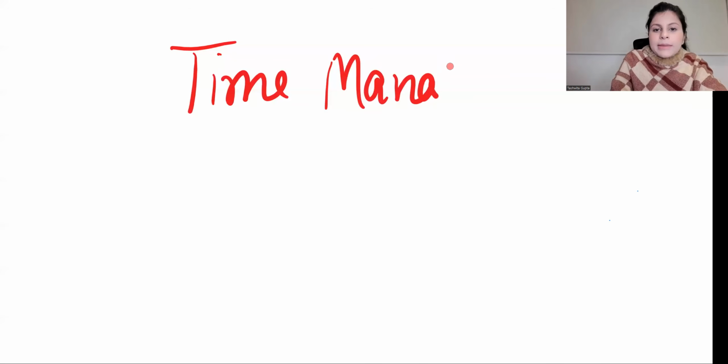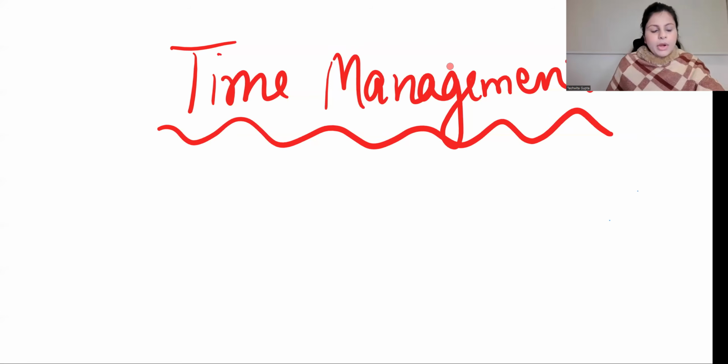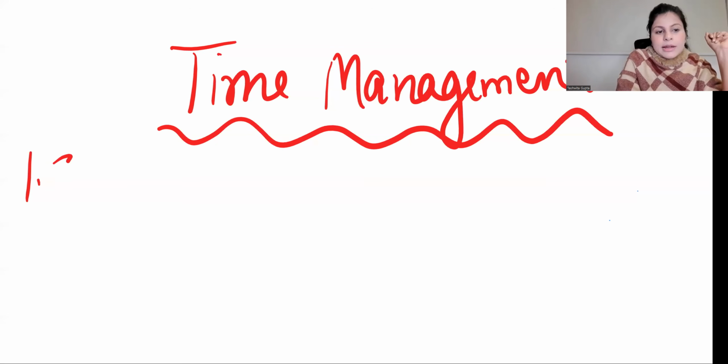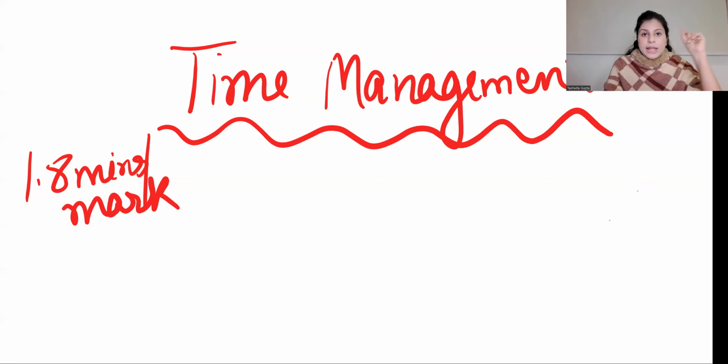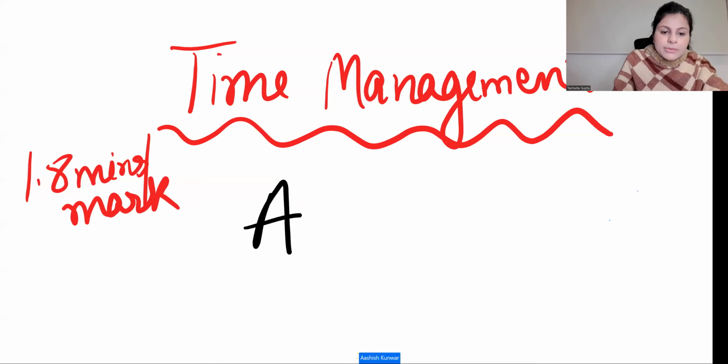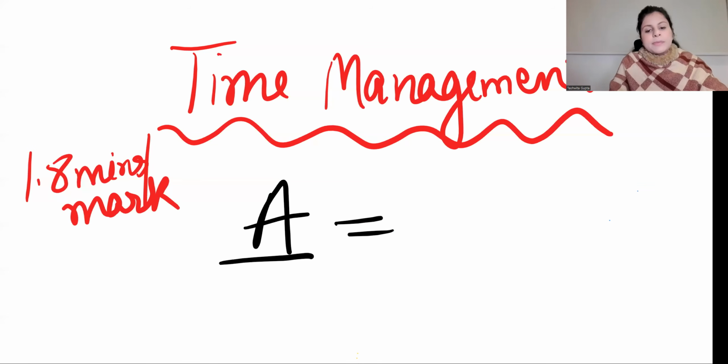Can anyone tell me what our time management technique is in ACCA exams? How do we manage our time? Come on. 1.8 minutes per mark. Very good. So if I do 1.8 minutes per mark, you guys will tell me, if my section A is for 30 marks, how much time should I give? 30 into 1.8 minutes. How much time should I dedicate to section A?